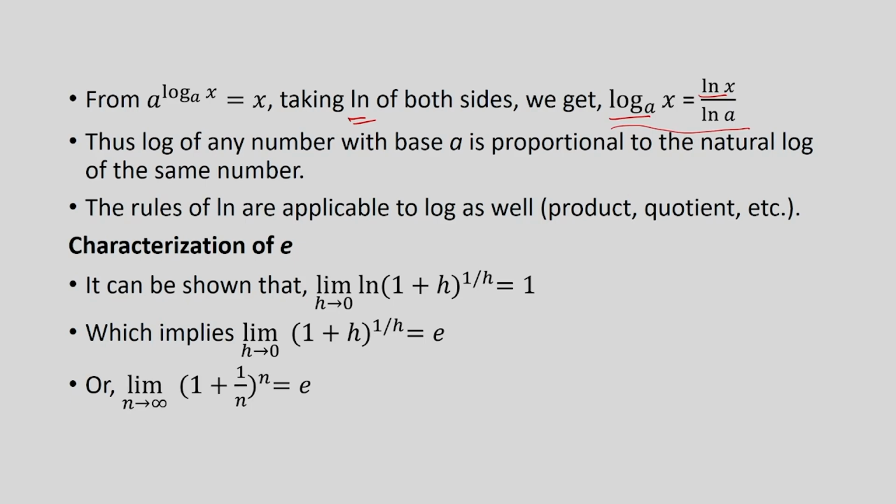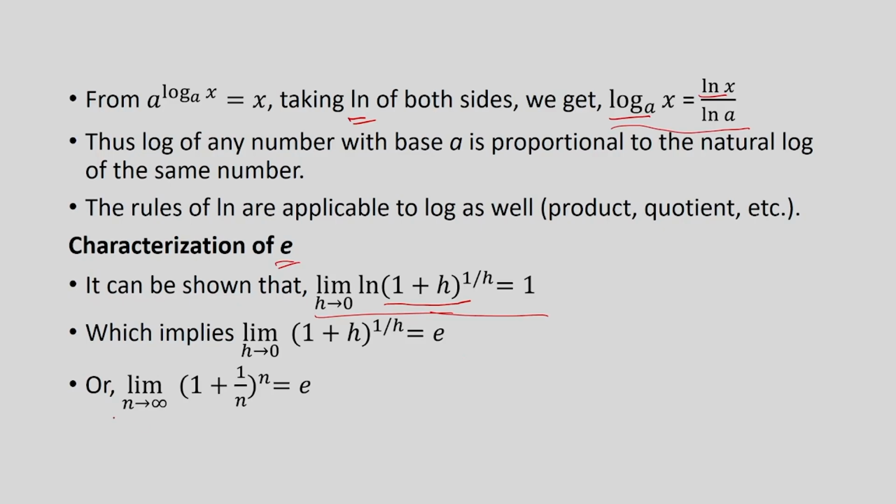etc. are applicable. Now, I come to characterization of small e, because we have found out this small e, but this can be characterized in a different manner also apart from what we have done before. Now, it can be shown that if you take the limit of natural log of (1 plus h) to the power 1 divided by h, as h goes to 0, then this becomes equal to 1, which means that this particular quantity will go to e, that is why log of this thing goes to 1.